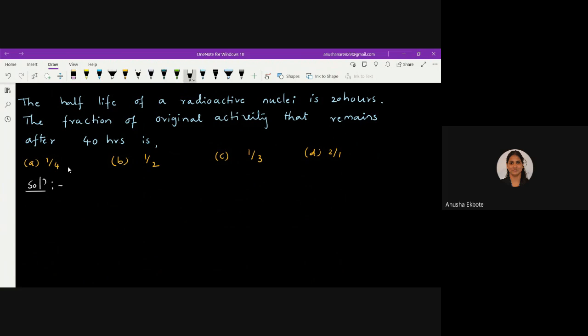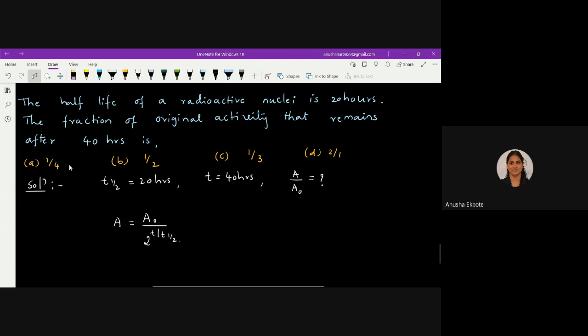T half is mentioned: T half is 20 hours, and the time duration for the activity to reduce is given here. It is 40 hours, and we need to find out the fraction of original activity. That means the activity after the interval T divided by the initial activity we need to find. I have already discussed the equation with you. The equation is A is equal to A naught divided by 2 raised to T divided by T half. We are going to use this equation.